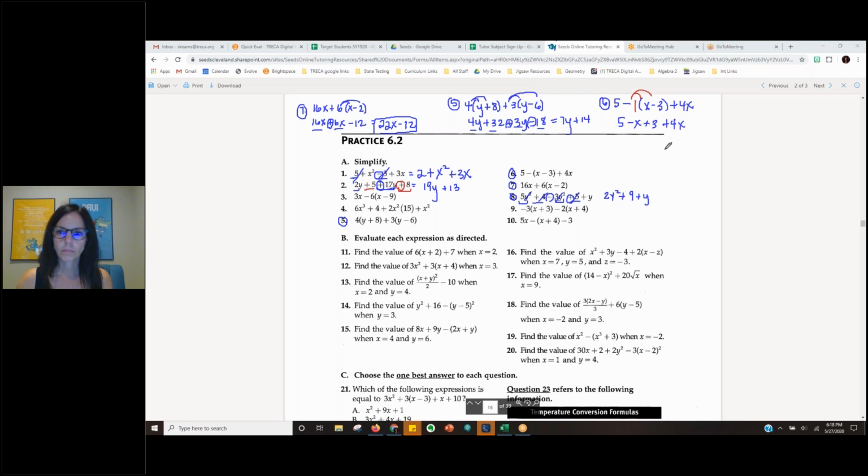Copy down your plus 4x. And then just combine your like terms. You have 5 plus 3, which is 8. You have negative x plus 4x, which is a positive 3x. There you go. That's it. 8 plus 3x.